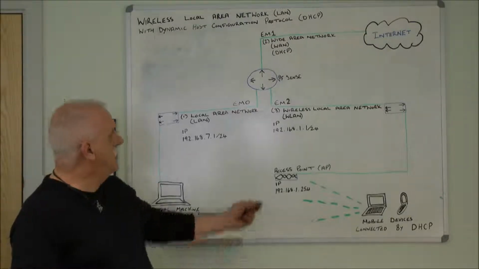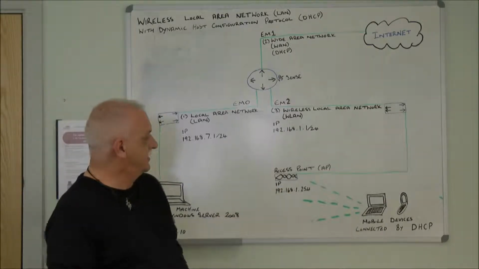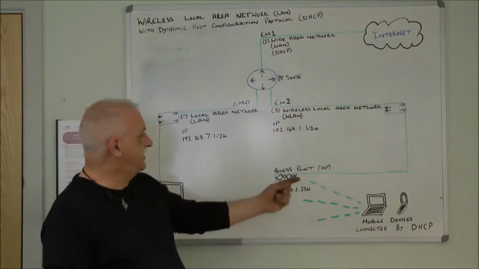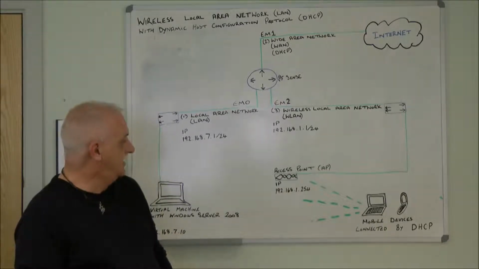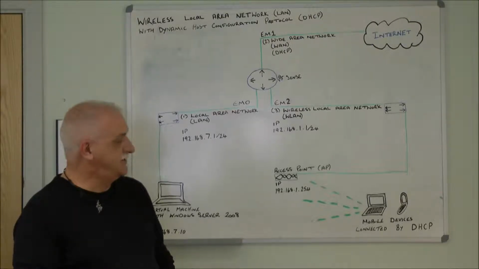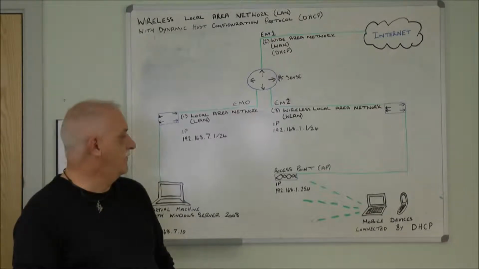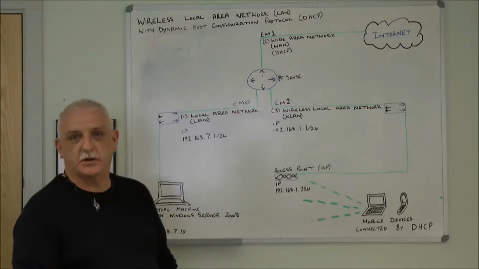Going on to the side of the diagram from the wireless local area network, we have got an access point. The access point is connected via the switch, and this enables mobile devices to be connected to the network through DHCP. Once a mobile device is connected, it is given a unique IP address via the wireless network and access point.